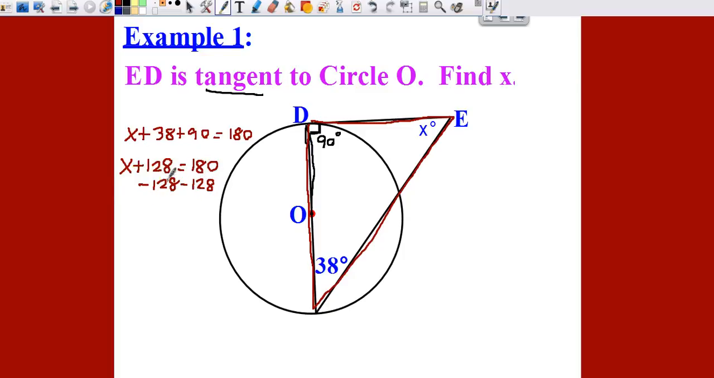You want to take a minute to put that in your calculator if you're not sure. X is going to be 52. Double check that for me. That should be the measure of that angle. So the measure of angle E is going to be 52 degrees. All right, moving on to example 2.